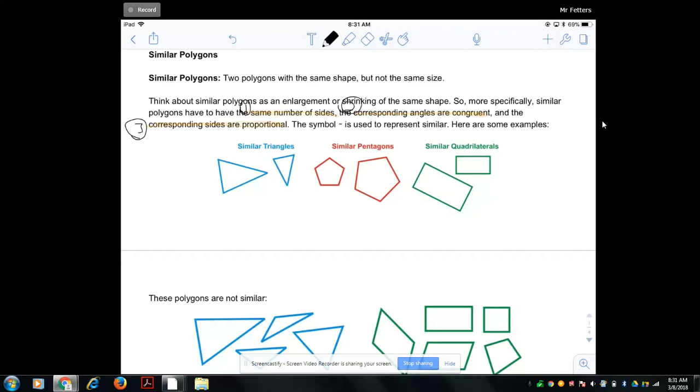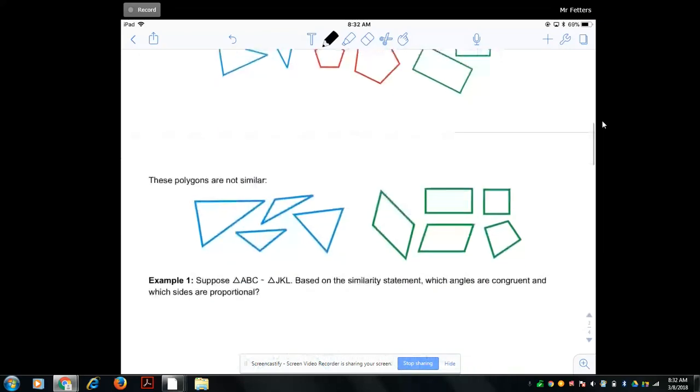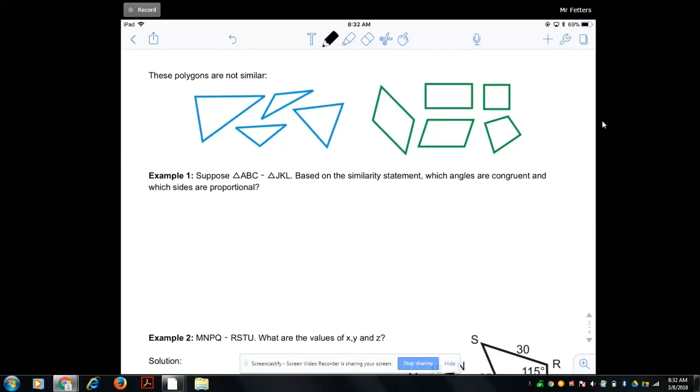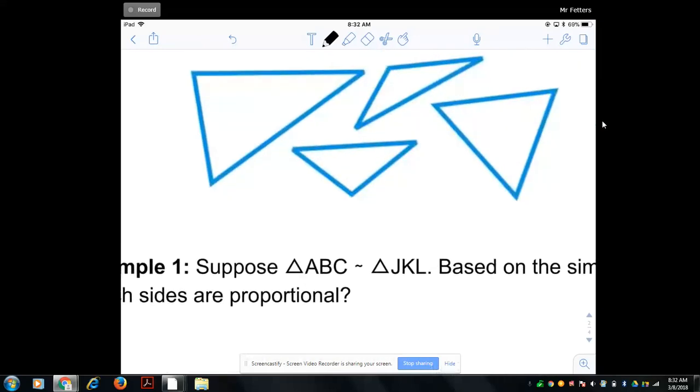So you have examples here of similar triangles, similar pentagons, and similar quadrilaterals. Okay. Then they give you some pictures of polygons that are not similar. Now, in this first one here, you see they are all triangles, so they all have the same number of sides. That meets the first criteria there. But then the second one is that all of their angles are congruent. Their corresponding angles are congruent.